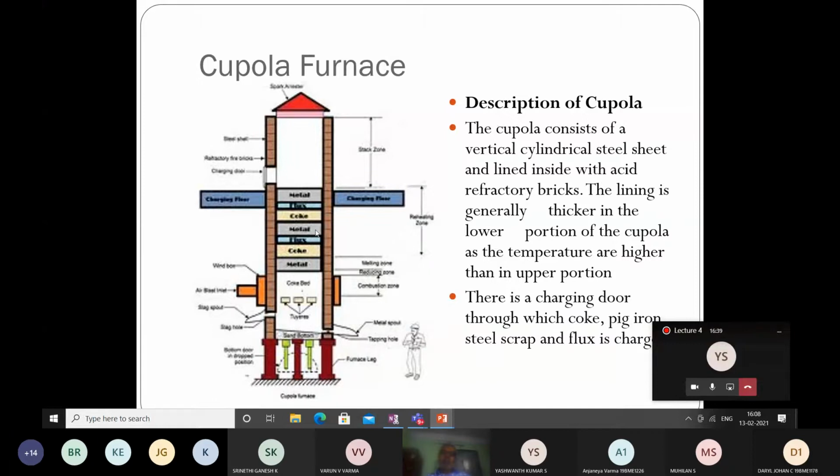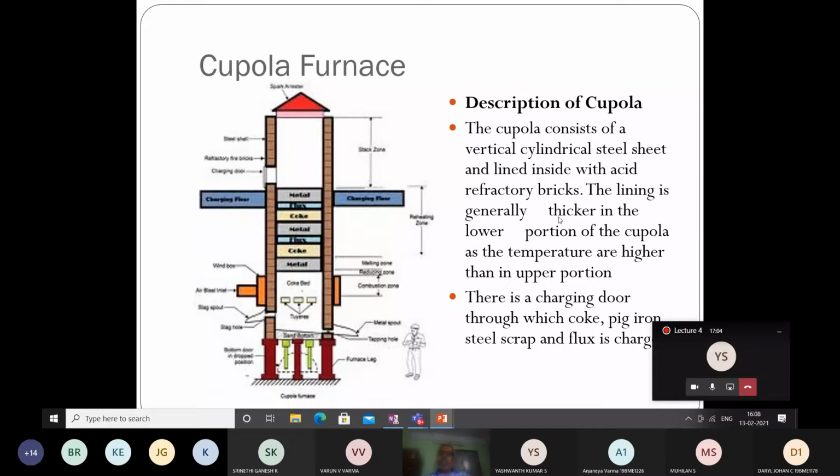We know bricks are poor conductors of heat. That's why the steel cylindrical shell is lined inside with refractory bricks. The diameter of the steel cylinder will be 2 to 3 meters, and the height will sometimes be as high as 7 to 8 meters; 10 meters is also possible. So the height is quite high, and it is lined inside with refractory bricks.